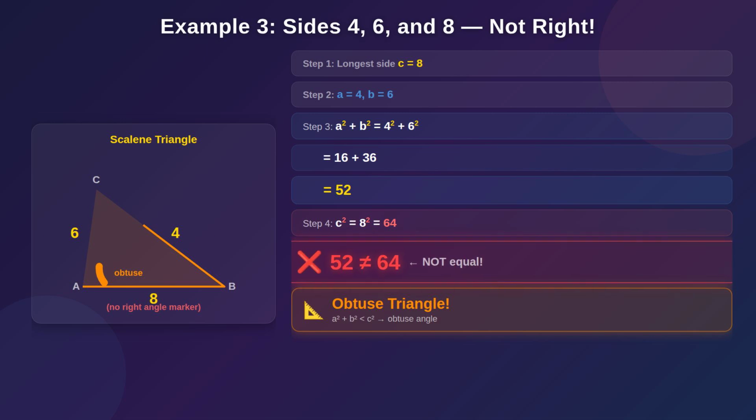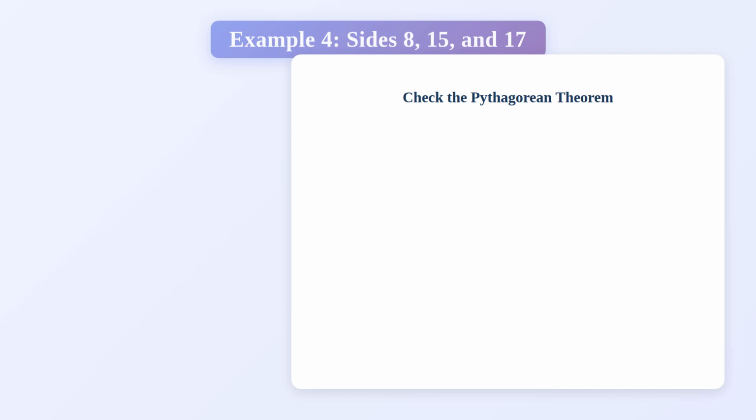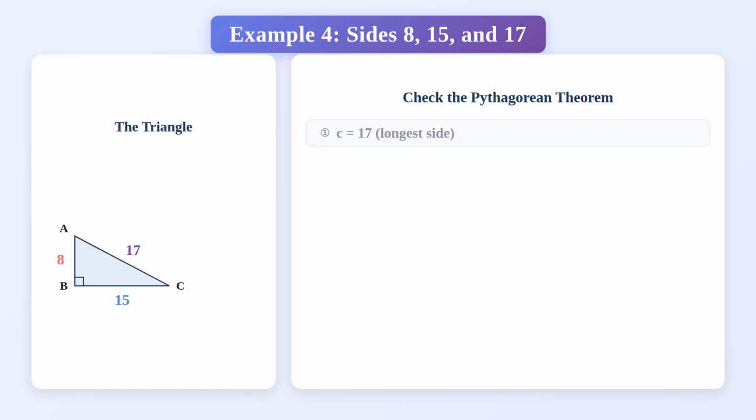Does 52 equal 64? Nope. 52 is less than 64, so this is not a right triangle. In fact, since A squared plus B squared is less than C squared, it's an obtuse triangle. Great catch! Let's try one more, and this one might surprise you.